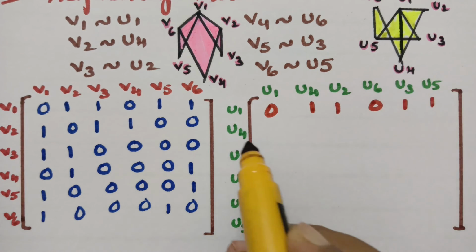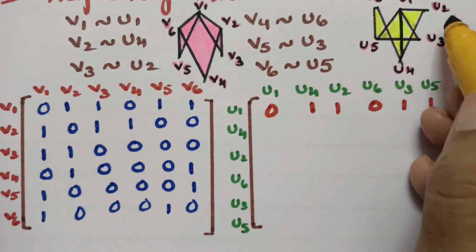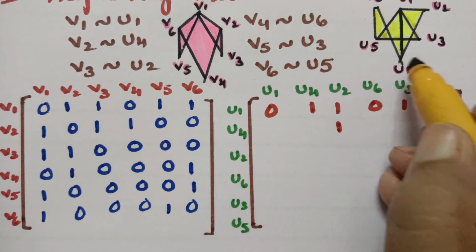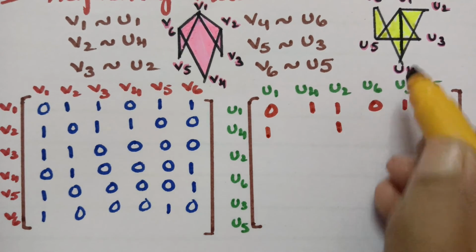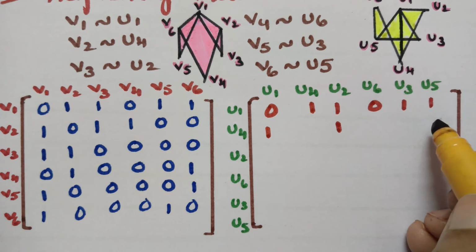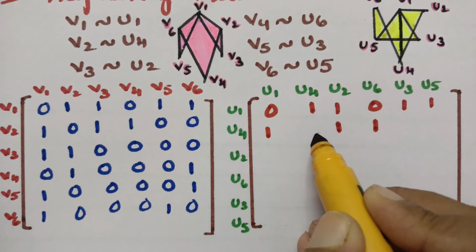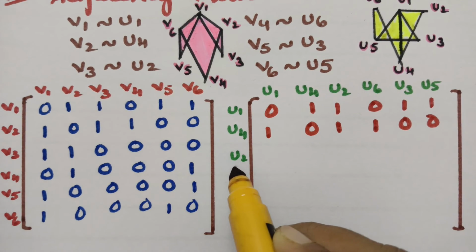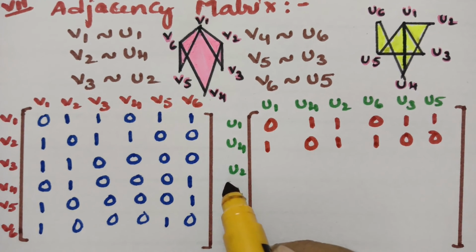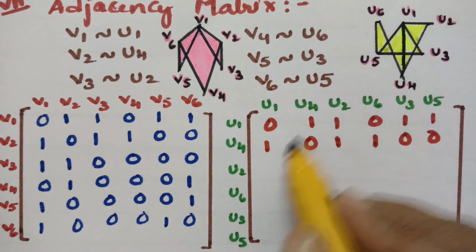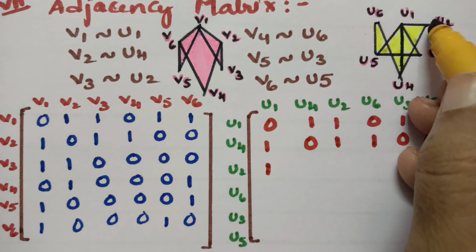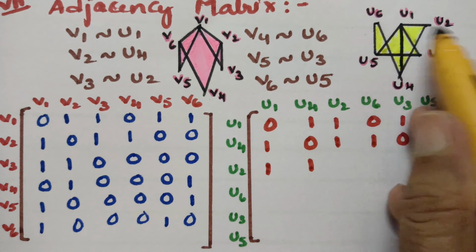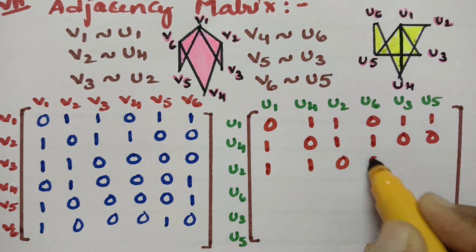And the next one coming to U4. So go with U4. Here is U4. It is having an edge with U2, and next it is having an edge with U1, and it is having an edge with U6. Here is 6. And the remaining are all zeros. And next one coming to U2. This is U2. U2 is having an edge with U1, and it is having an edge with U4, only 2. The remaining are all zeros.